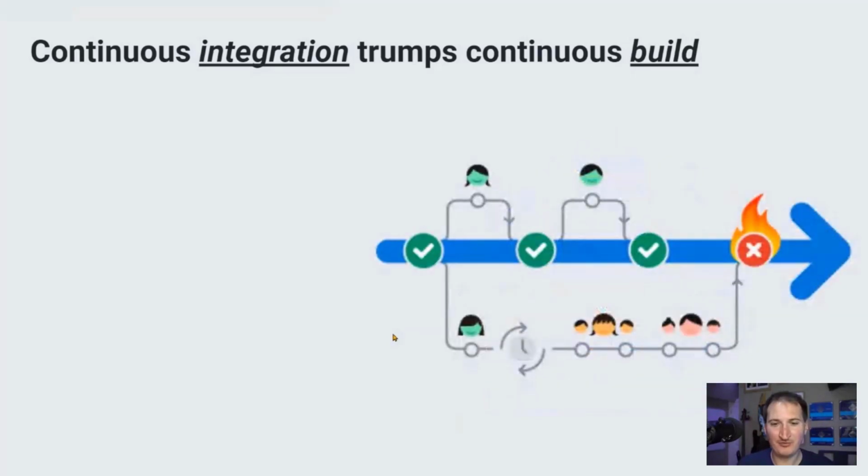It's got it wrong. I don't like this. Okay? I prefer this diagram. It's about integration. It's not about our build cycle. It's about how frequently we integrate, how small we integrate. That's what we want to do.